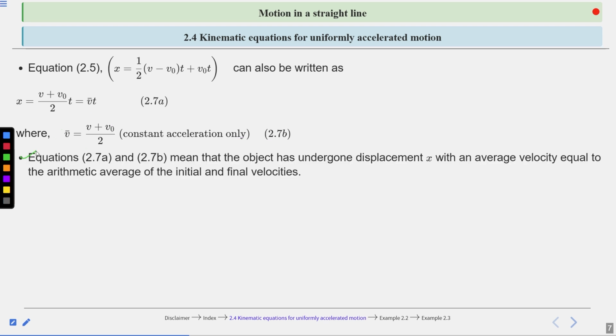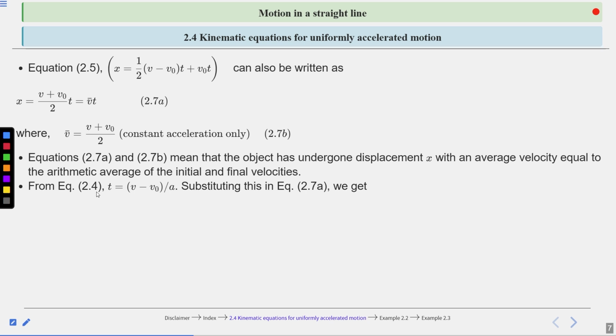So equations 2.7a and 2.7b mean that the object has undergone displacement x with an average velocity equal to the arithmetic average of the initial and final velocities.